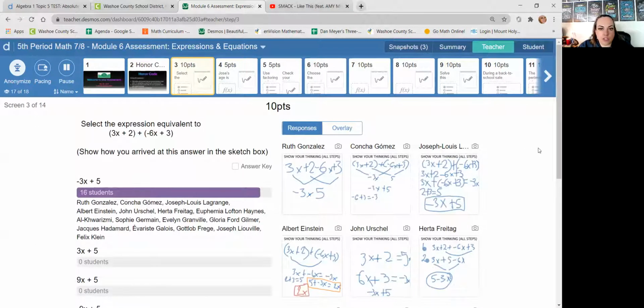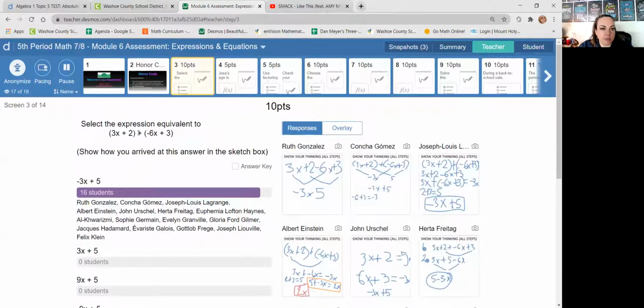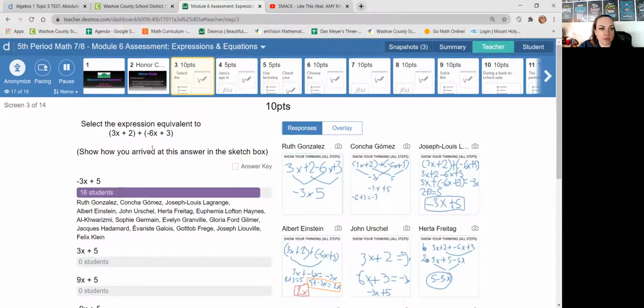So this first question, notice that it says plus, that we're adding these two expressions, but we're adding 3x and negative 6x. And so a lot of misconceptions there were saying that it was -9. Again, number lines are the best way to determine if you're actually going to add the terms, the coefficients, or if you're going to subtract them.